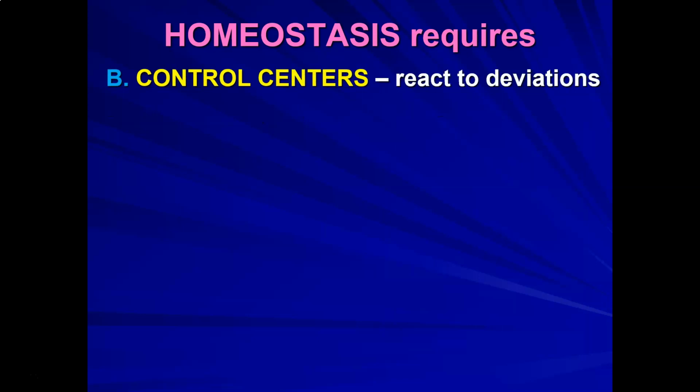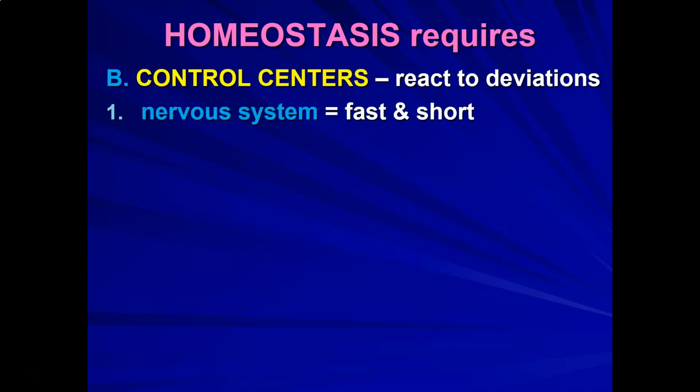And if there's a change, we have to react. And that's going to be under control centers. We're going to react to changes, react to deviations. There are two primary control centers in the human body. The first is the nervous system. We think about the brain, the spinal cord, electricity. It's fast. The advantage of electricity is that it is fast, but the message is short-lived. So we zap it. If we want the message to go again, we've got to zap it again.